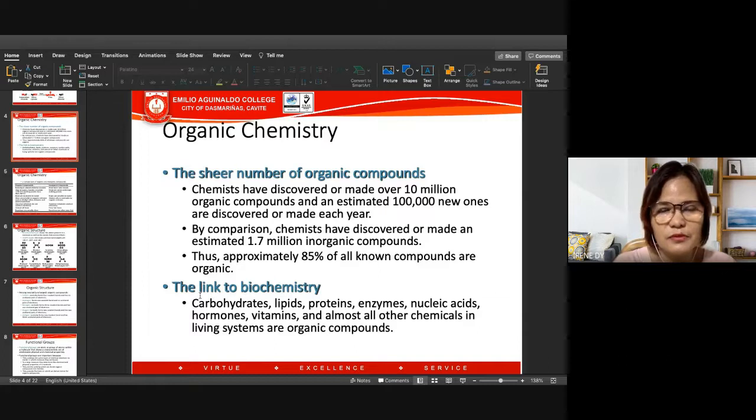But it's not. Kaya kung sasabihin mo, kung kasing hirap ng biochemistry yung pagpoproseso ng pagkain, siguro walang masyadong kakain tao. So they have lipids, proteins. Proteins is the main umbrella, and under that are the enzymes and the hormones. So you know that when we talk about nucleic acid, these are the DNA, the RNA. And then the vitamins and almost all other chemicals in the living systems are organic compounds.